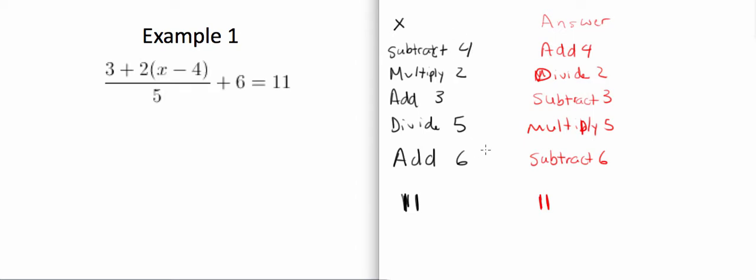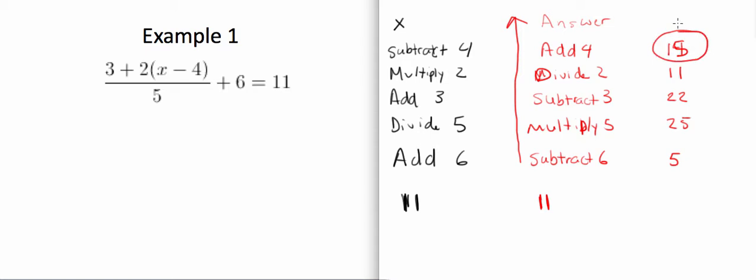We started here, and we're just working our way back up. So when we do that, 11 minus 6 gives us 5. We multiply by 5. That gives us 25. Subtract 3 gives us 22. Divide by 2 gives us 11. We add 4, and that gives us 15. So we started off with 15.